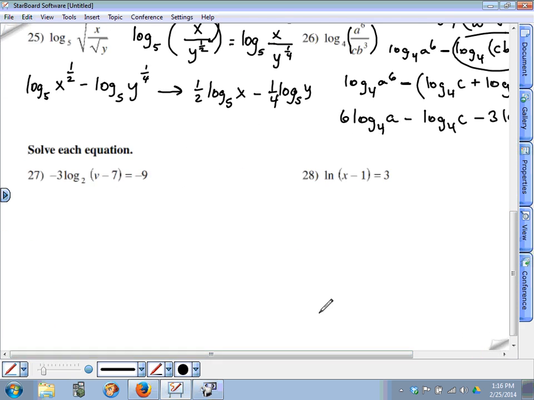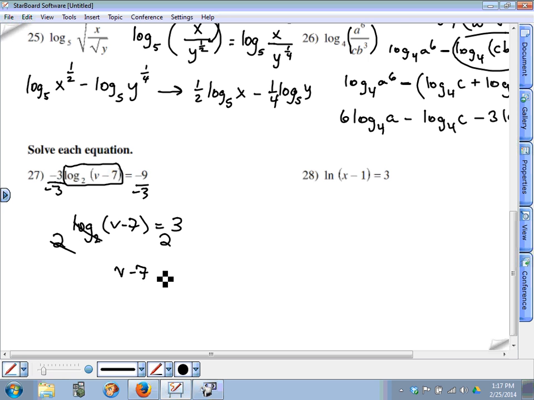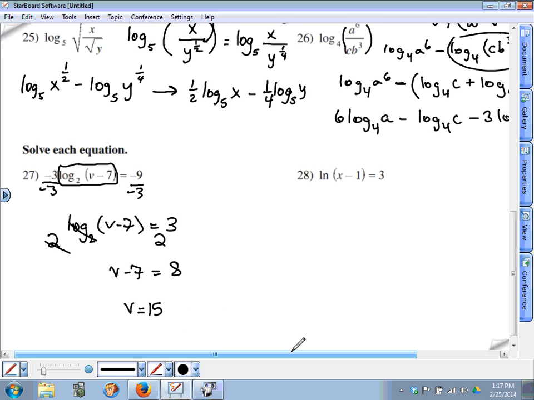Now we're getting into solving equations. For logarithmic equations, you have to isolate the logarithmic term and then exponentiate both sides. So this is the logarithmic term of this equation. So we have to divide by -3, and we get the equation log base 2 of b minus 7 is equal to +3. Now you exponentiate using a base of 2, because our logarithm has a base of 2. So you have b minus 7 is equal to 2 to the 3rd, which is 8. Add 7 to both sides and you get b equals 15.